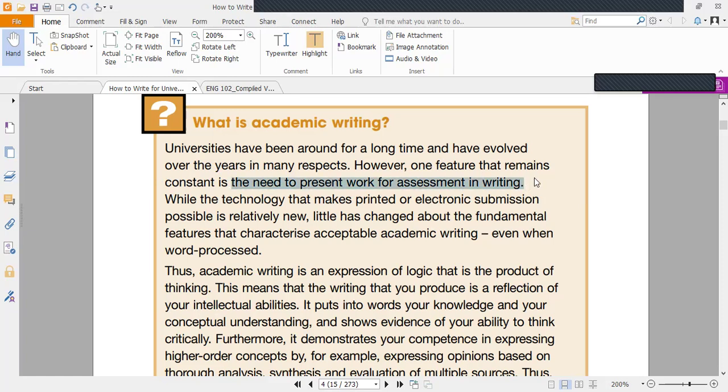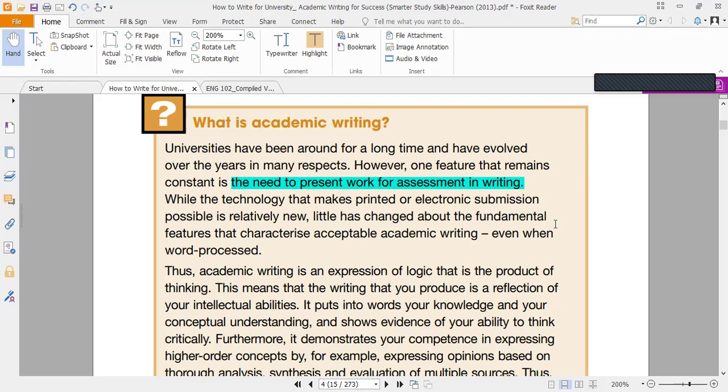Let me highlight it and explain it to you. So, at the university, you will write essays, you will write assignments, and you will submit them to your teachers, and your teachers will assess your writing and they will grade you. So your writing will be evaluated.